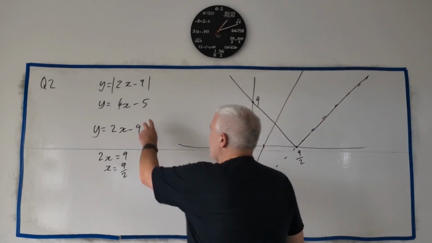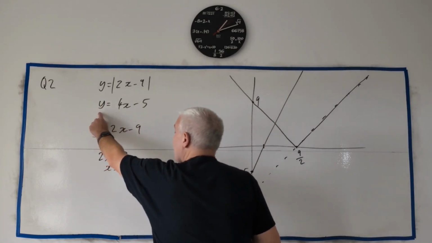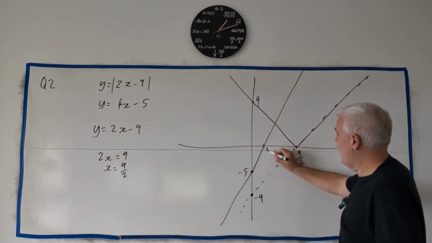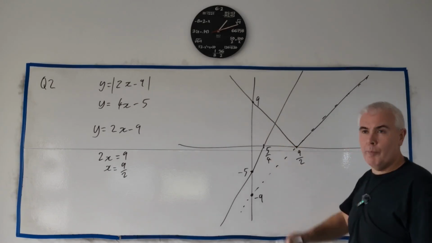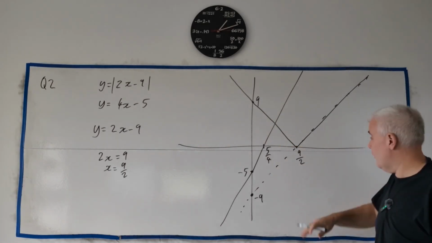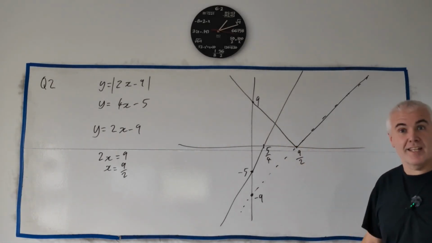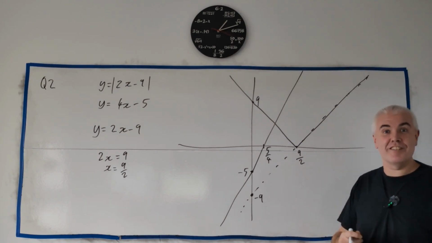This number would be 5 divided by 4. That's 5 over 4, or 1.25, 4.5. That's our rough drawing. That's our answer to part A.